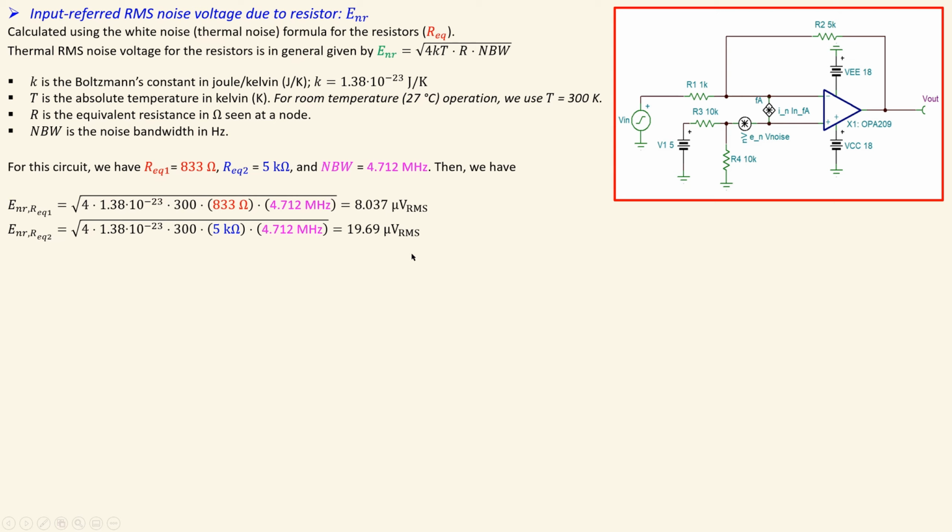microvolts RMS. So the final one is actually to combine these together to have the effective or total input referred RMS noise voltage due to the resistors in total. That is then this, again, using the root sum of squares. So if you do the math here, you will get 21.26 microvolts RMS.